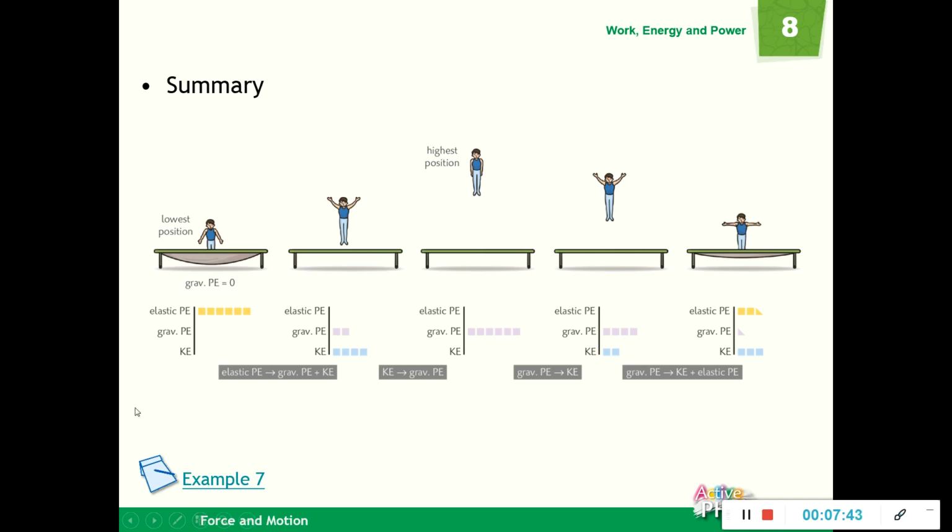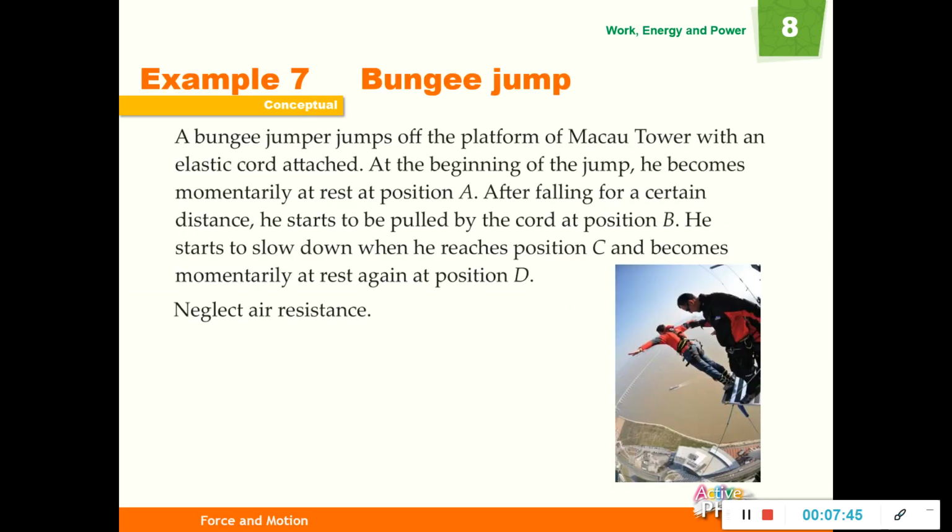Okay, example 7. Bungee jump. Look at the question. At the beginning of the jump, the jumper becomes momentarily at rest at position A. After falling for a certain distance, he starts to be pulled by the cord, the elastic rope, at position B. So at that time, you should draw the diagram.